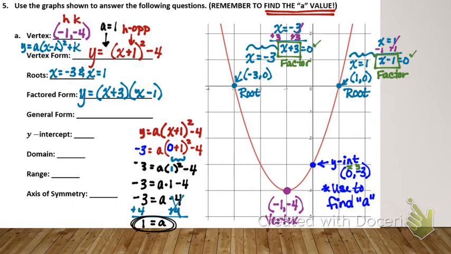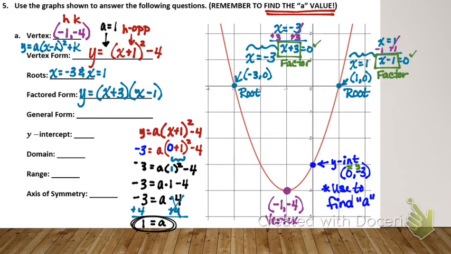Do I need to worry about an a value in the front? Why or why not? A is 1. We already found A, and that's going to be the same A for every single form. So once we find it once, we can use it for all of our forms. General form. I have to either use my vertex form or use my factored form to find this.